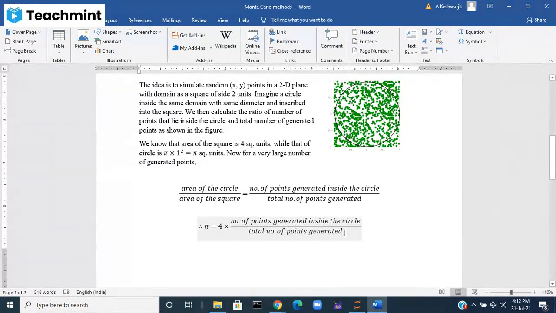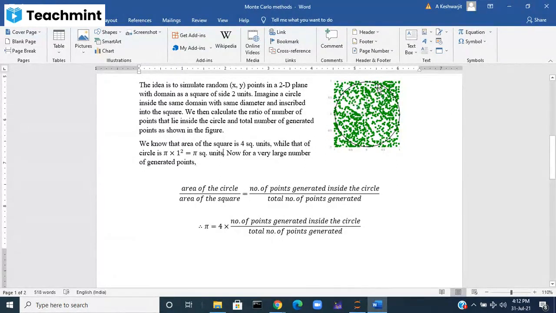So this is how we estimate the value of pi. I repeat, in a square of length 2 units, the square's side is the diameter of 2 units, and a circle is inscribed in it. Then I generate a number of random points inside this square, and out of those random points, some would lie inside the circle, some would lie outside the circle.